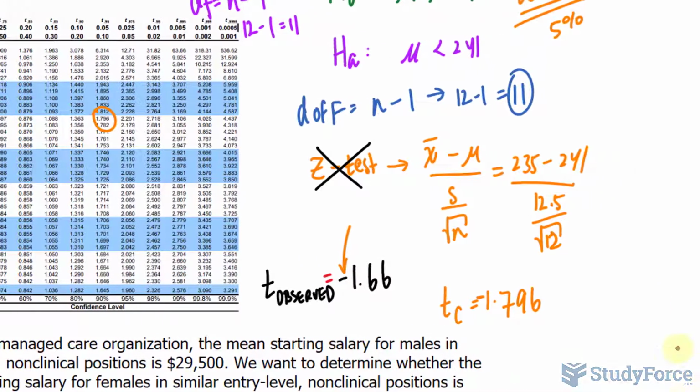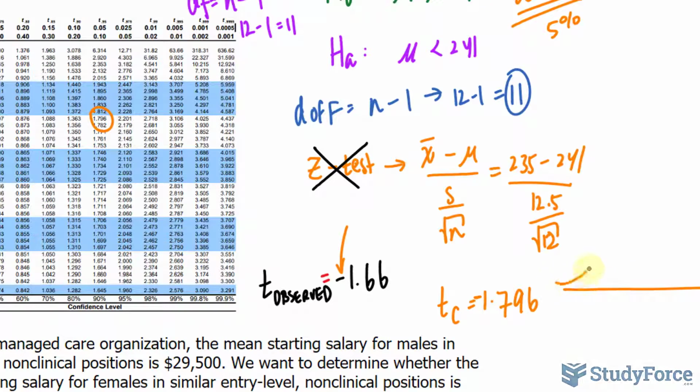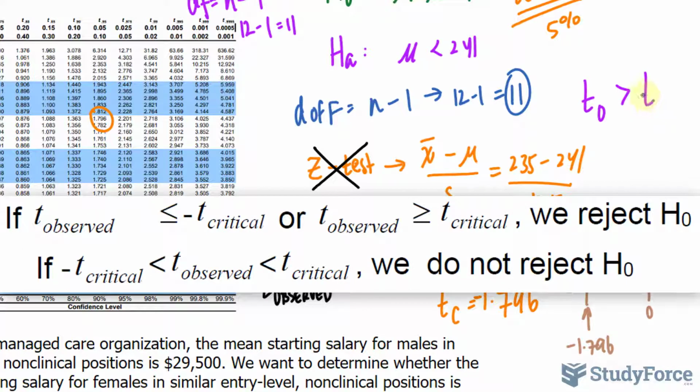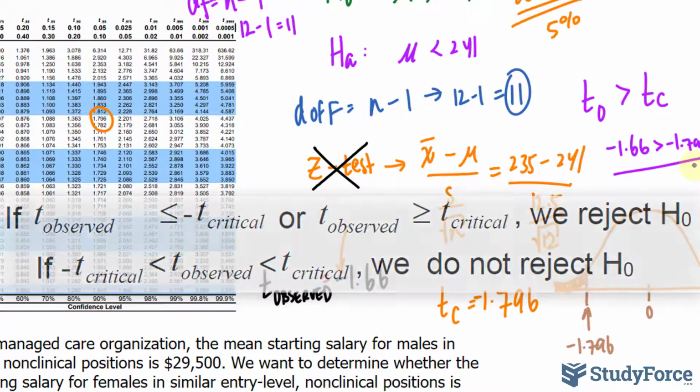And to show this on a t distribution, negative 1.796 will be right over here. Zero is in the middle, of course. Negative 1.796. And here will be our rejection region. The rule is that if t observed is greater than t critical, and it is, notice that we have negative 1.66 is greater than negative 1.796, then you do not reject the null hypothesis.